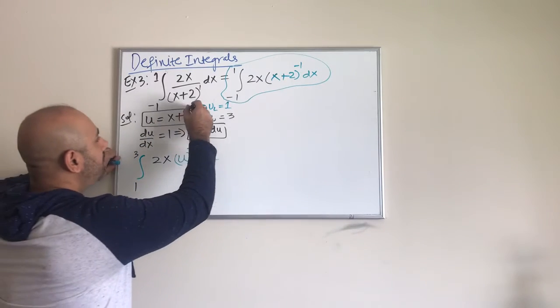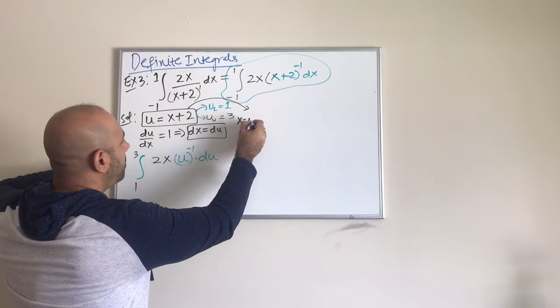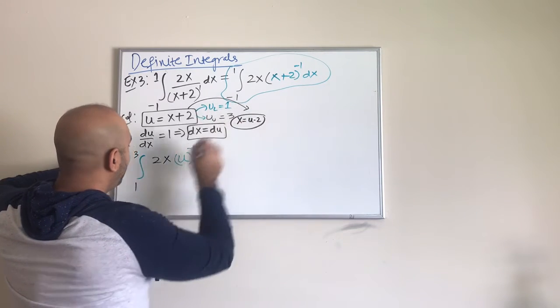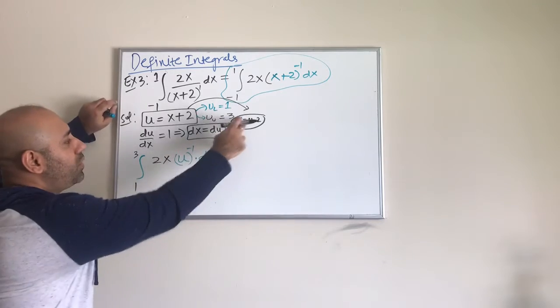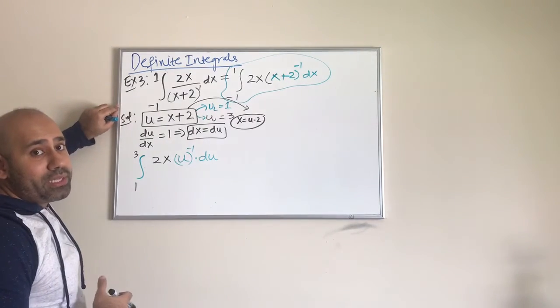From this, we can solve this for x. And if I solve this for x, what do I get? I get x equals u minus 2. So I can replace this x with u minus 2 because everything now is in terms of u, and we want everything in terms of u as well.